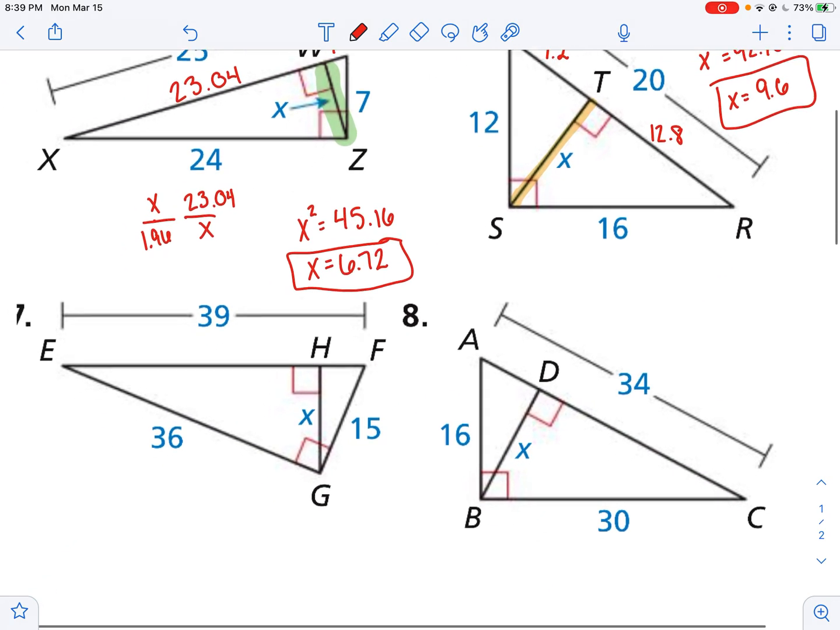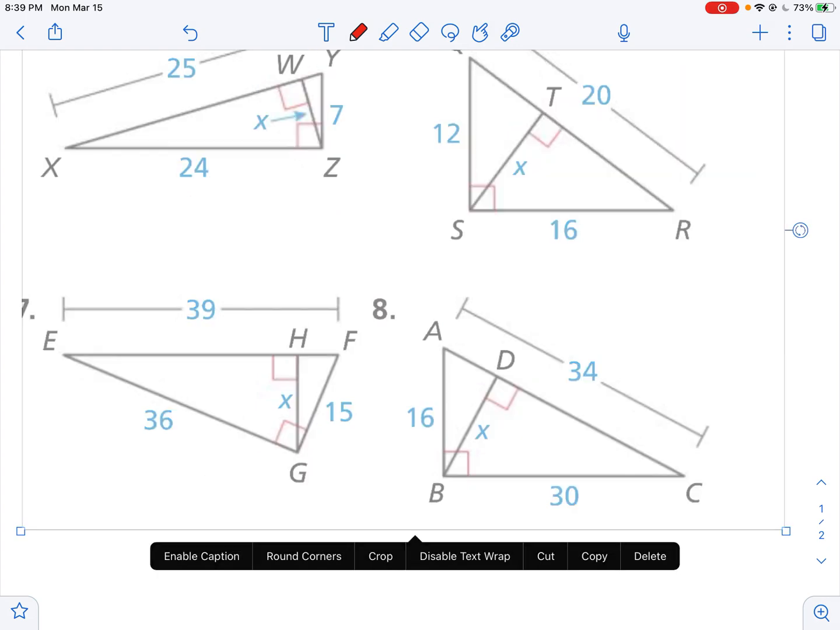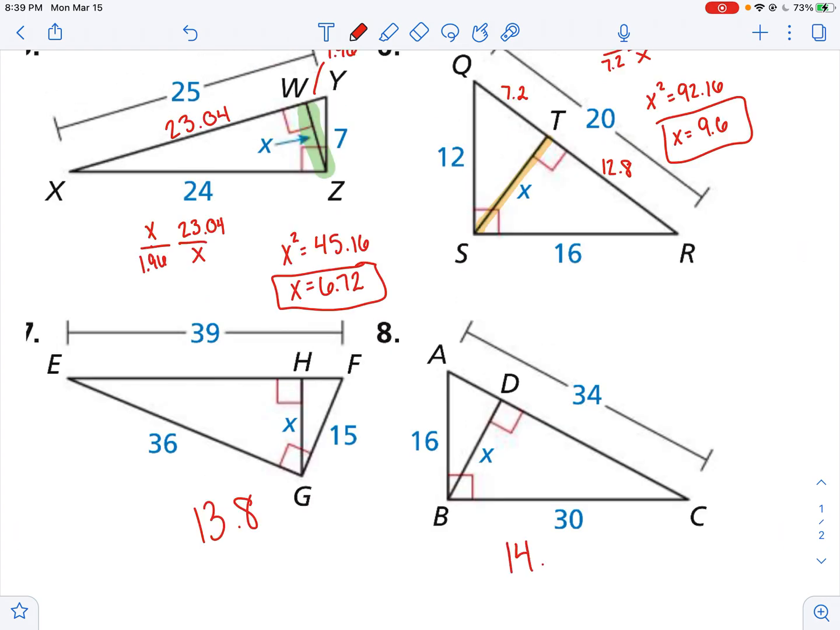All right, there are two problems down here that you can practice with if you'd like to. I would encourage you to pause the video and then practice these two problems, and then unpause the video and check your work. All right, for number 7, you should have gotten approximately 13.8. And for number 8, you should have gotten approximately 14.1.